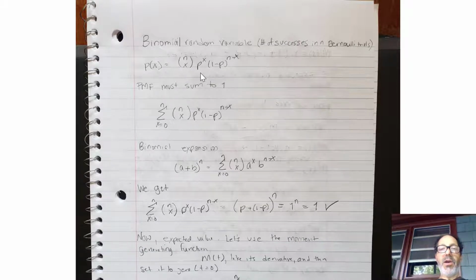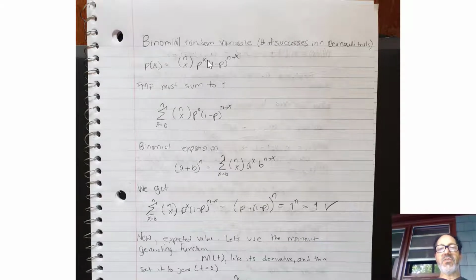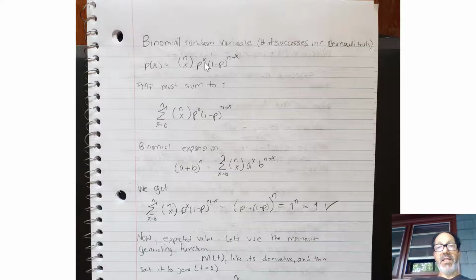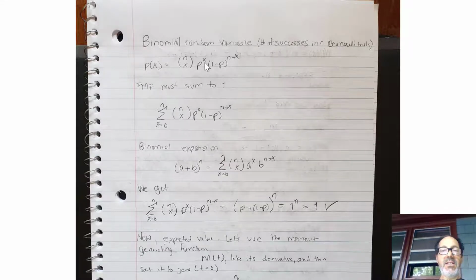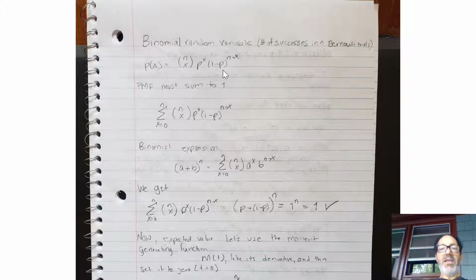N choose x is how many different ways we can get x outcomes in n trials. And p is the probability of success raised to the xth power, say if p is 0.5 in the flip of a coin. X is the number of successes we're looking for, like 0, 1, 2, 3 successes, in that case heads. And then 1 minus p is the probability of failure. Since success and failure are mutually exclusive, they must add up to 1, so if the probability of success is p, the probability of failure is 1 minus p.